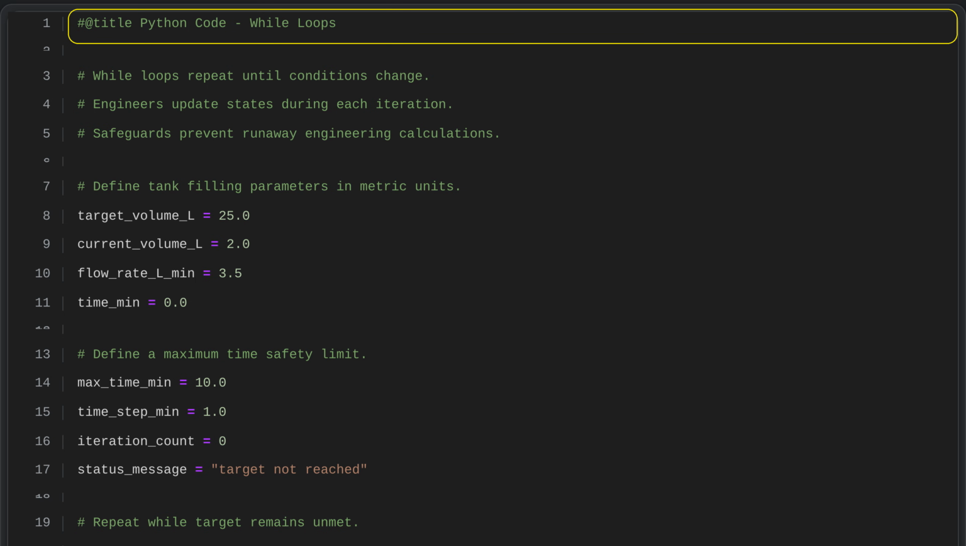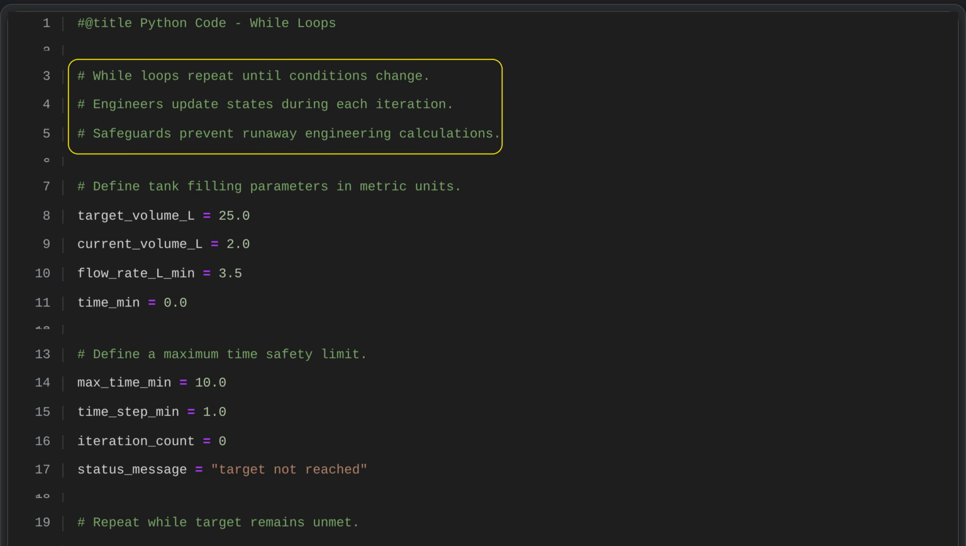Python code, while loops. While loops repeat a process until a condition changes. In engineering calculations, each iteration updates the system state, and safeguards help prevent the loop from running out of control.